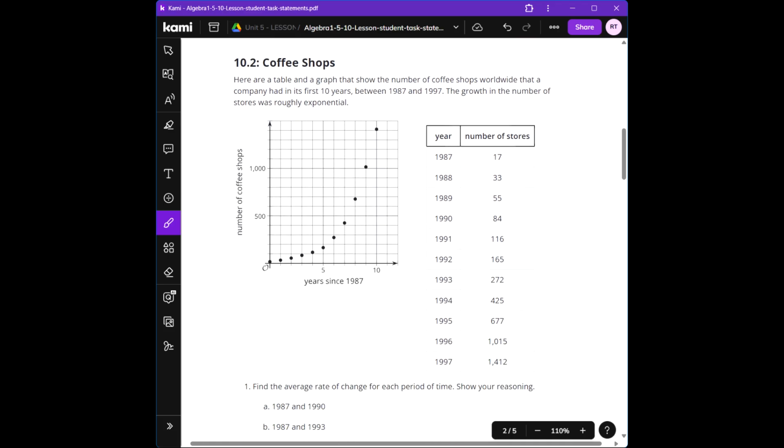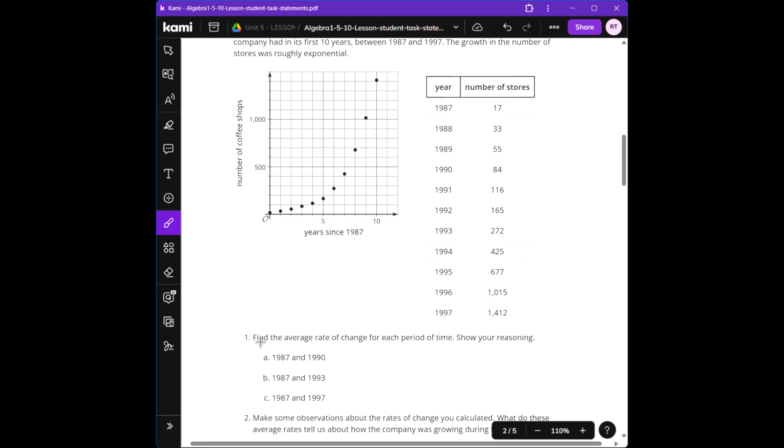For number 2, here are a table and graph that show the number of coffee shops worldwide that a company had in its first 10 years between 1987 and 1997. The growth in the number of stores was roughly exponential. They're letting us know that it was roughly exponential here. For the first one, find the average rate of change for each period of time and show your reasoning. Let's go ahead and set this up.